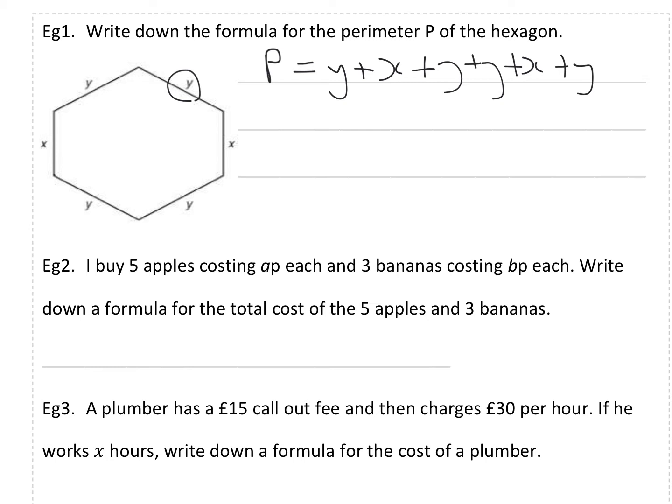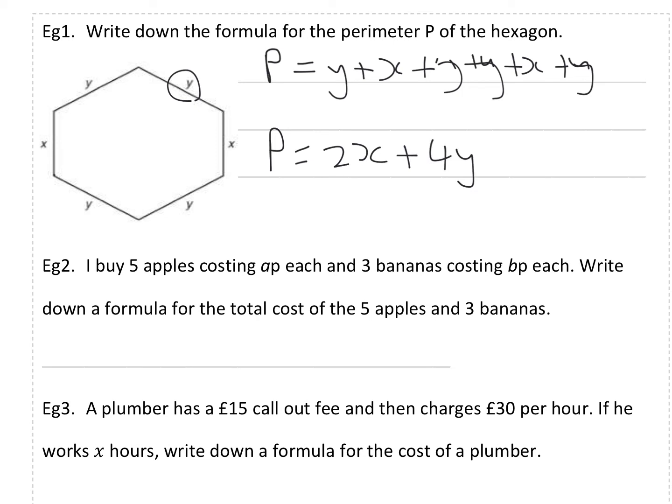That's a formula. Sorry for the Y's being so poor. And that will get you the marks. It would be good practice to simplify your formula. So how many Y's do we have? 1, 2, 3, 4. And how many X's? 2. So we could write that as 2X plus 4Y.